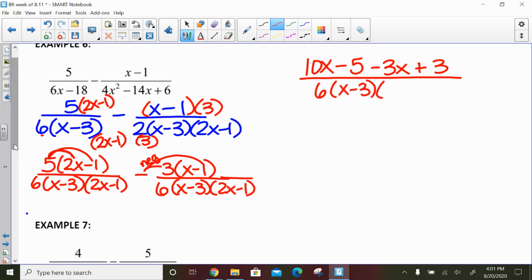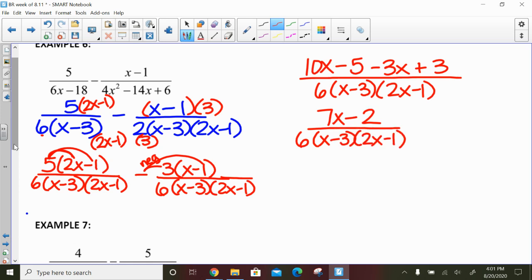6 times x minus 3 times 2x minus 1. Now I still need to combine like terms on the top. So I have 10x minus 3x to get 7x, and negative 3 plus 5 gets 2. Over my denominator. I cannot factor that top, so therefore this is simplified, and this is my final answer.